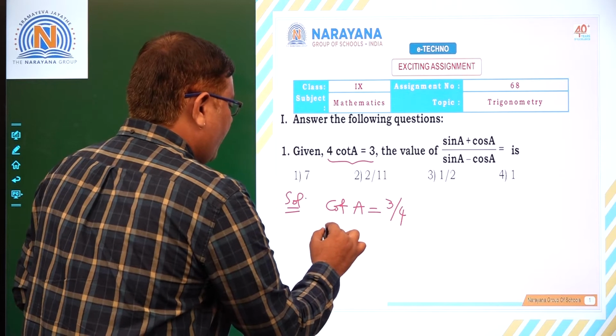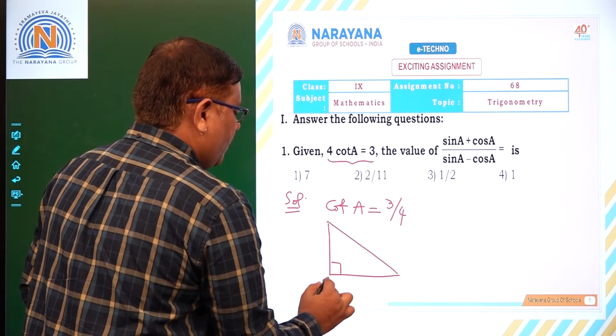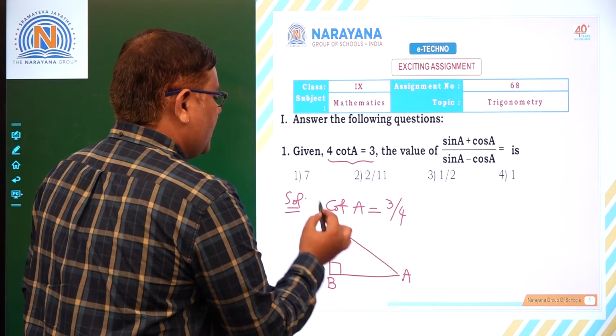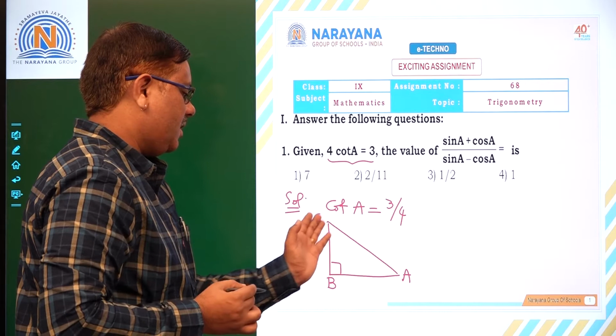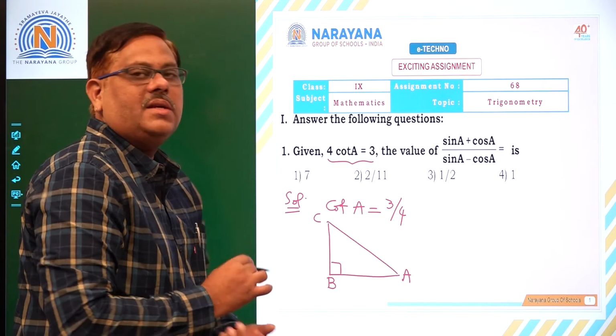Let us try to have a triangle here, a right triangle. Let me have the right angle at B. Let us take this as A and this as C. So we are taking vertices ABC in that way, where the angle at B is 90 degrees.